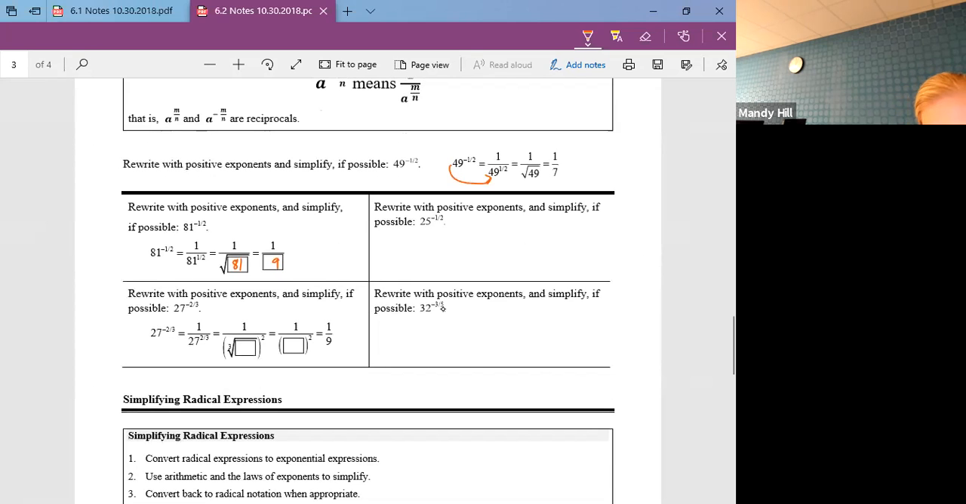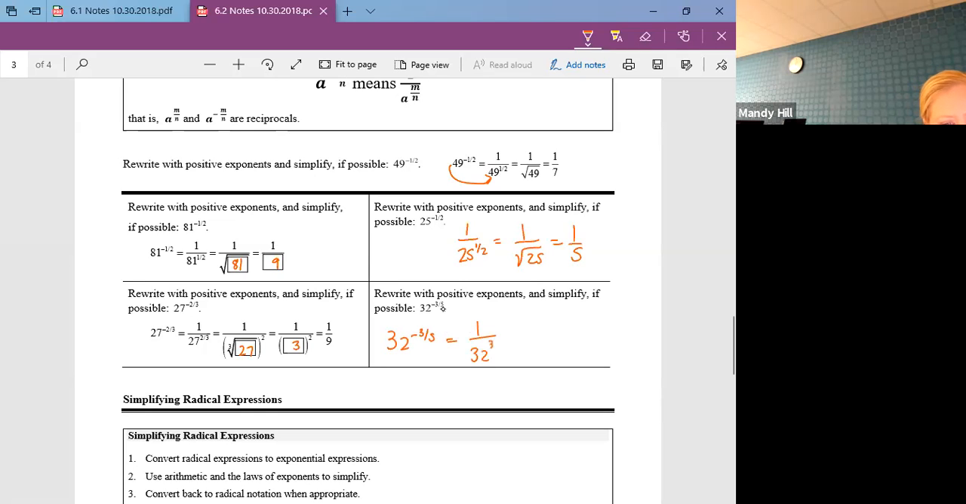So rewrite with positive exponents and simplify if possible. So we have 1/25 to the 1/2, which we know means 1 over the square root of 25, which is going to give us 1/5. Okay, 27 to the -2/3 would be 1 over 27 to the 2/3. So this is 27. Okay, and when you take the cube root of 27, that's 3, and 3 squared is 9.